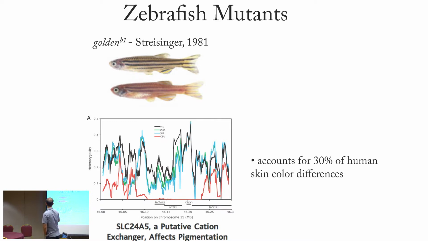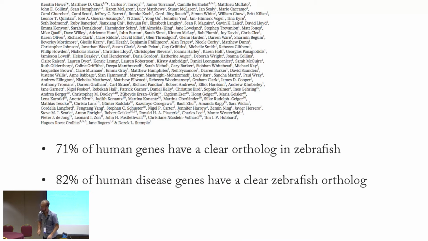And so this was in 1981, so 30 years ago. And just a few years ago, they finally figured out what the gene was that was mutated in here. And when they looked at human populations, it turns out that differences in this gene, which doesn't really matter what it is, accounts for 30% of human skin color differences. So I think it's a nice story of how zebrafish can be relevant for human biology as well.